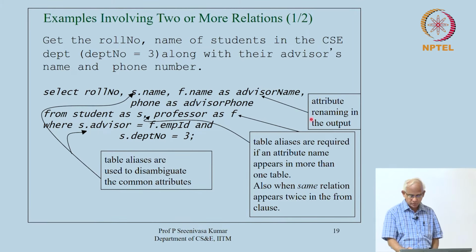We talked about renaming attributes using the as keyword, and the same as keyword is also used for introducing table names or table aliases, alternate names for the same tables, and then the conditions.